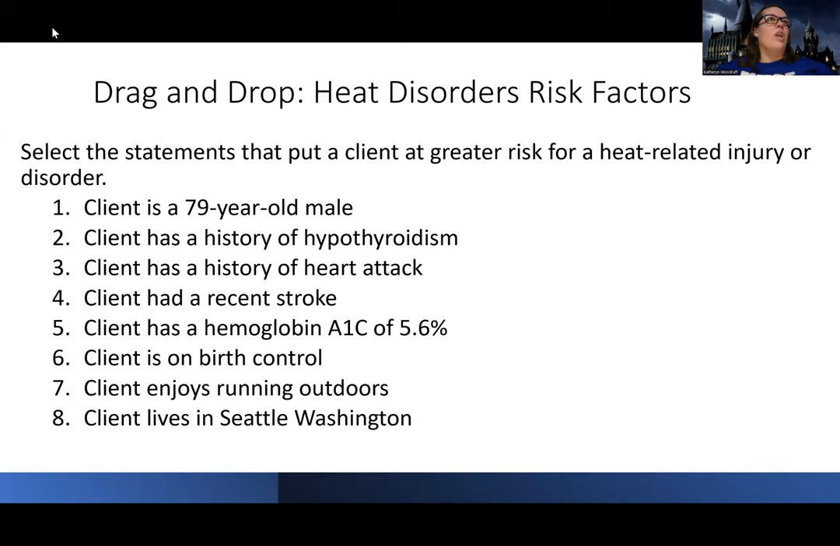Now, I know what y'all are thinking. Well, we don't know where they live. We don't know, blah, blah, blah, because what if they're running in Alaska? But just in general, running outdoors, like pretty much doing something strenuous outside, can put you at risk.